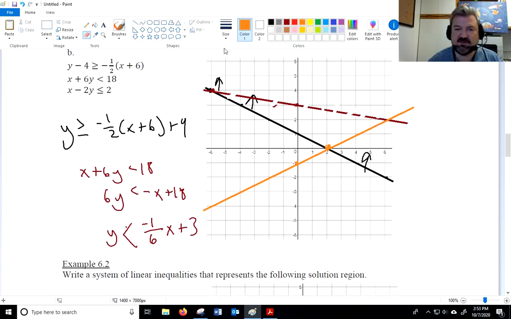All right, well, this one here, I'm betting is shading up, but let's find out. Maybe not. We don't know. Maybe this area over here to the right. Let's plug in (0, 0). If (0, 0) is a solution, then I'd be shading over here. 0 minus 0 less than 2. 0 is less than 2. So this is our solution region. Okay.